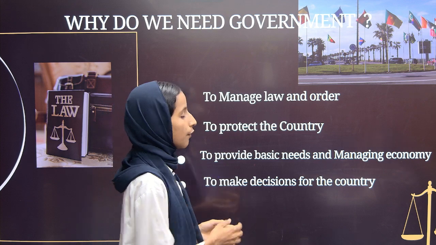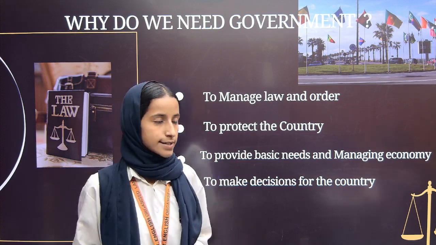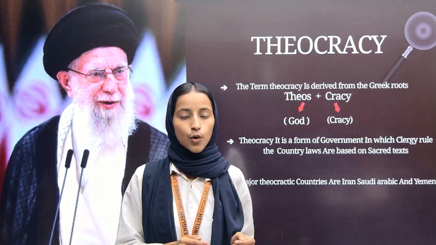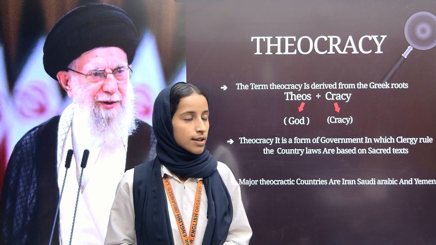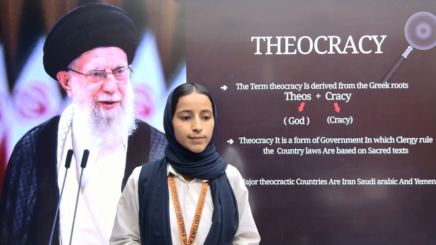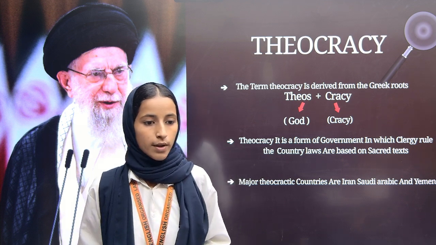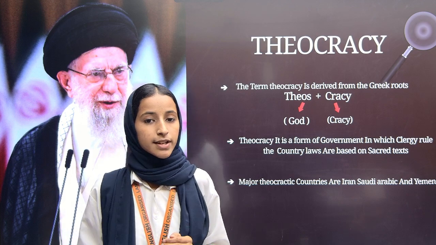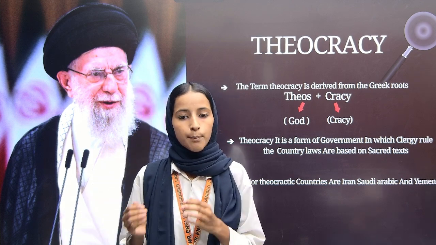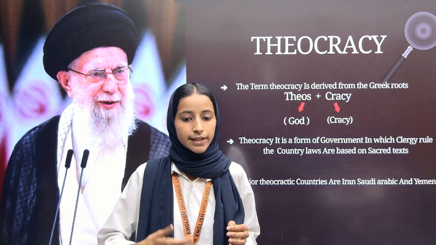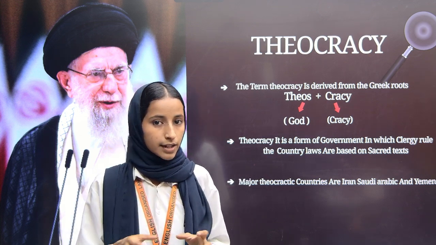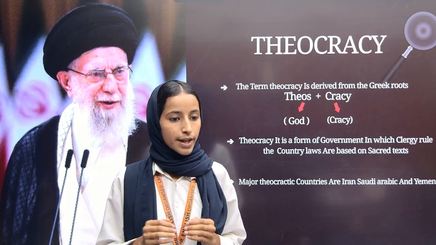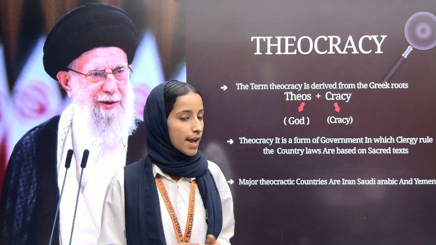Our first form is theocracy. The word theocracy comes from the Greek language, made up of two words, theos plus cracy. Theos means God and cracy means power or law. Theocracy is a form of government in which religious leaders rule the country, and power is held by religious beliefs. Theocratic countries include Iran, Saudi Arabia and Yemen.